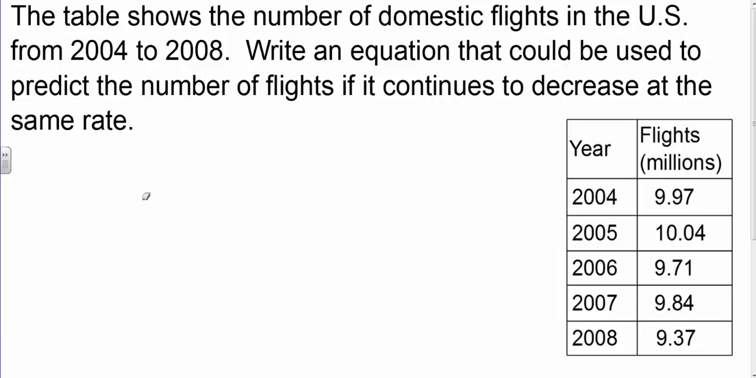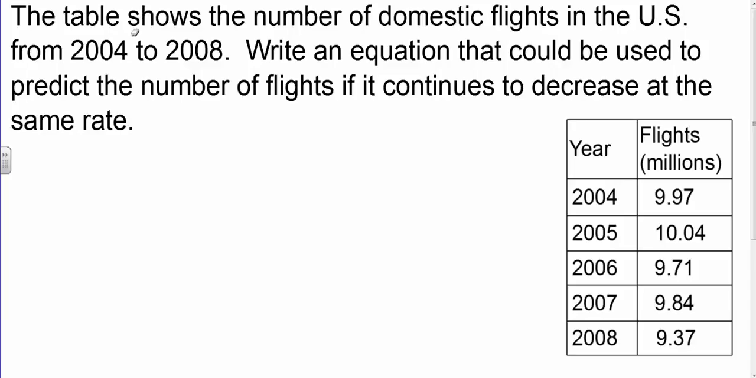Alright, the table shows the number of domestic flights in the U.S. from 2004 to 2008. By the way, a domestic flight is one that's within the United States. International flights go outside the United States. Write an equation that can be used to predict the number of flights if it continues to decrease at the same rate. See, it's gone down in 2004 from 9.97 to 2008, 9.37 million. Okay, so we're going to try this.